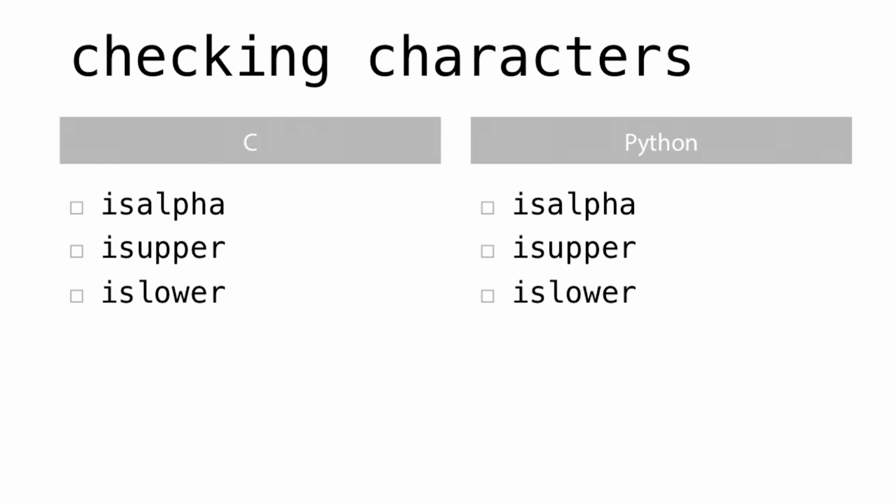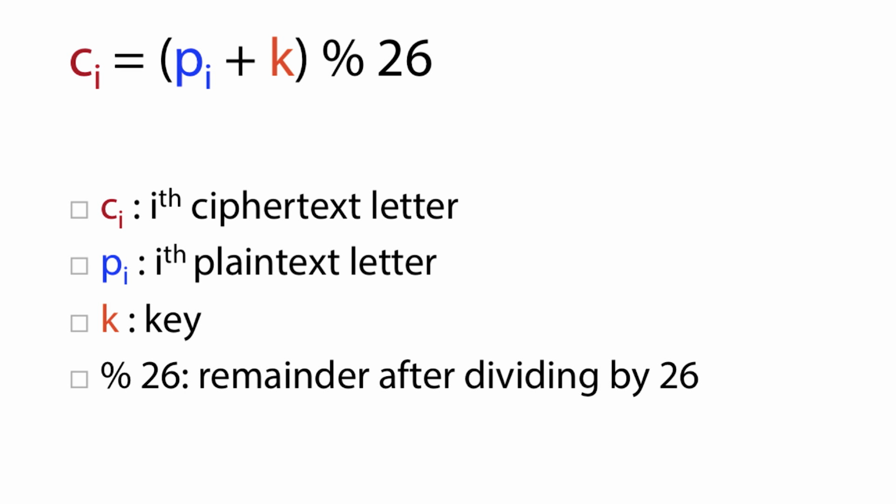Okay, so now that we have that, we need to remember that we only shift alphabetic characters and we want to preserve the case. In C, we used the isalpha, isupper, and islower functions, and we have those as well in Python. Just make sure to check how to properly use those functions. Now we come to the Caesar formula, where we add the key to our plaintext letter and then modulo that result by 26. Why the modulo?